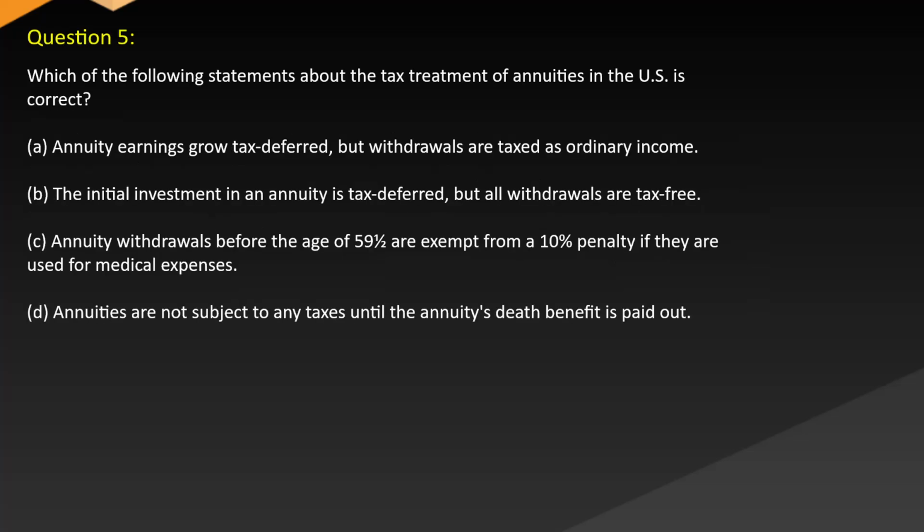Question 5. Which of the following statements about the tax treatment of annuities in the US is correct? A. Annuity earnings grow tax-deferred, but withdrawals are taxed as ordinary income. B. The initial investment in an annuity is tax-deferred, but all withdrawals are tax-free. C. Annuity withdrawals before the age of 59½ are exempt from a 10% penalty if they are used for medical expenses. D. Annuities are not subject to any taxes until the annuity's death benefit is paid out.